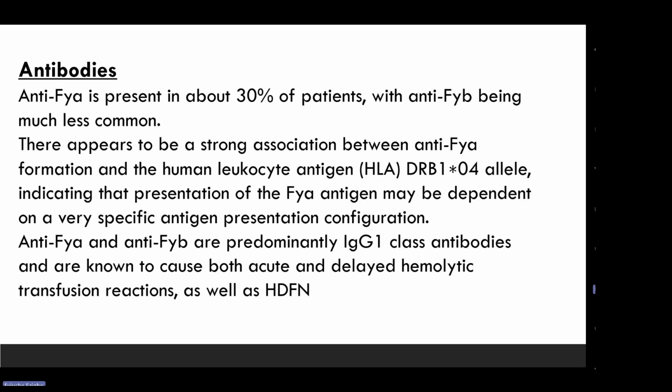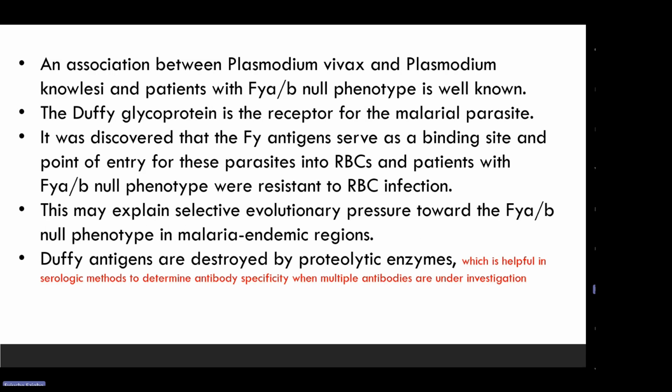Okay. There is also an association between this blood group system and Plasmodium vivax and Plasmodium knowlesi, and the patients with the FYA and B null phenotype is well known. So there is an association between this Duffy system and the malaria parasite. Maybe this blood group system will be very, very frequent in our population. The Duffy glycoprotein is the receptor for the malaria parasite. Is there any other blood group system we have mentioned that is associated with the malaria parasite? For now, none.